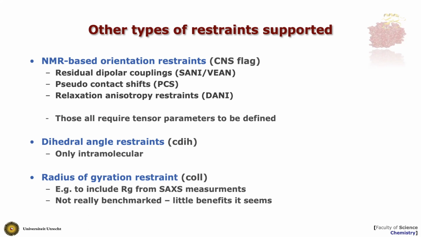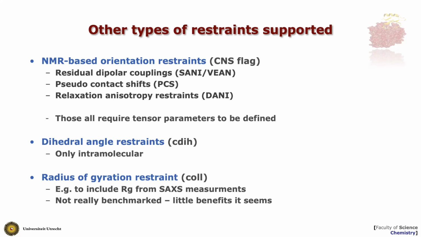So you have residual dipolar couplings, pseudo-contact shift, anisotropy restraints. The pseudo-contact shifts are interesting because they give you not only orientation, but also distance information in one. When you deal with that, you need to define a tensor, so it's a bit more complex, but it can be done. We can also define dihedral angle restraints. So this is affecting rotations around bonds. Of course, this has no effect on the complexes because you can only define those for within one molecule.